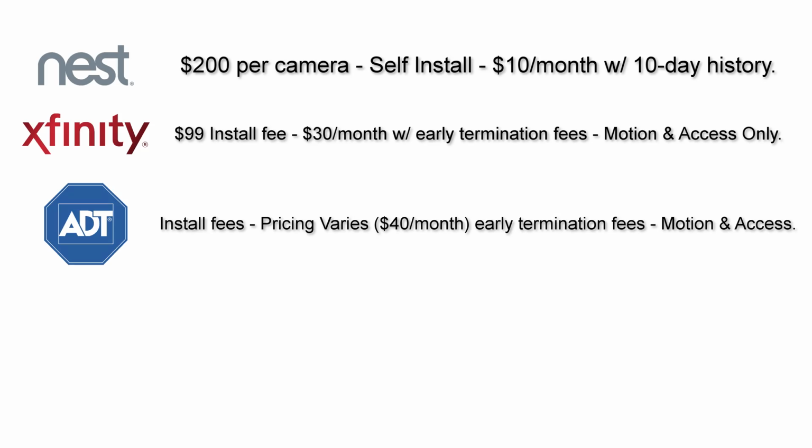When I went on to ADT's site to get pricing, they ask you to submit information so that you can get a quote from them because their pricing varies per the needs of the user. But from my perspective, I pay $40 a month for motion and access sensor monitoring only. I also had to pay an installation fee and had to agree to a minimum term of service. So there's also early termination fees included in that as well.